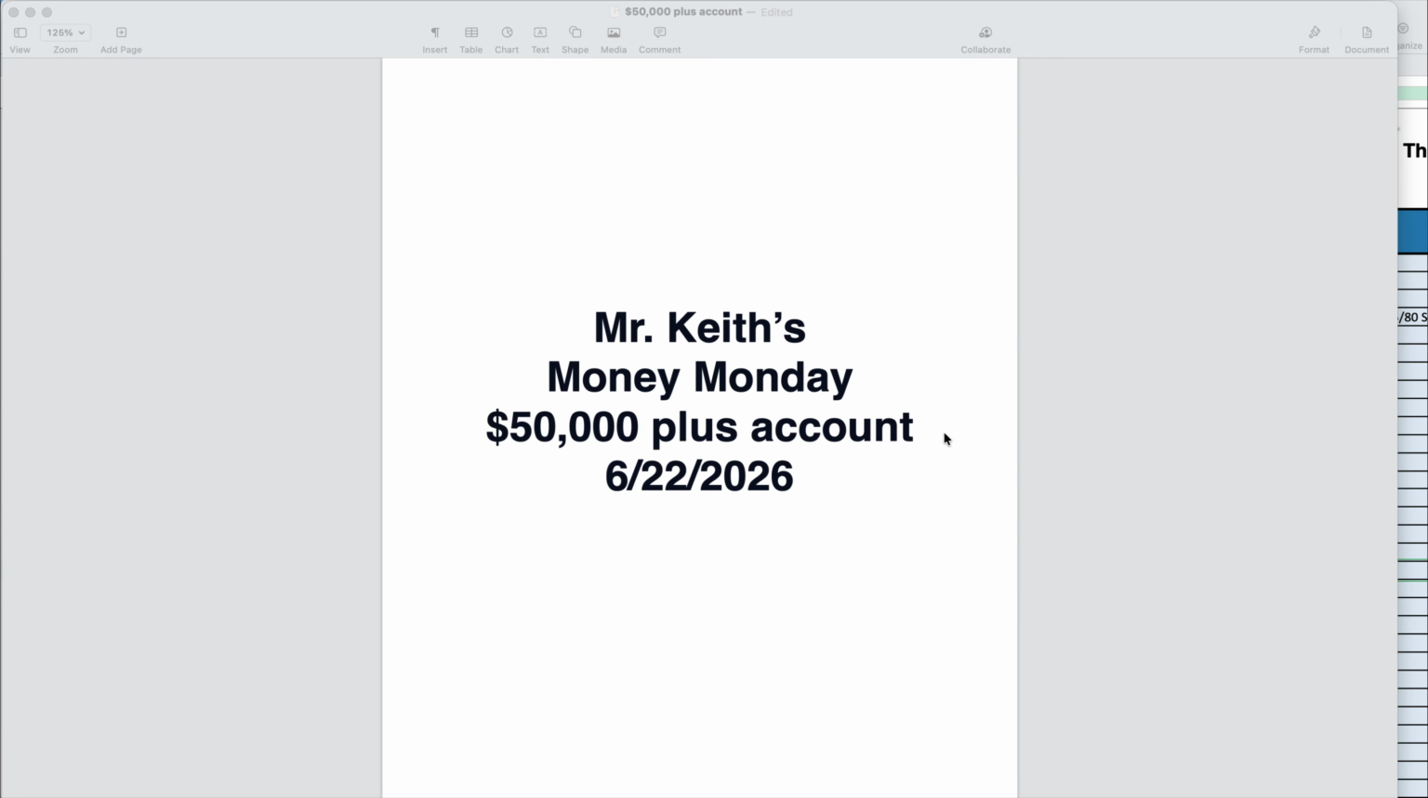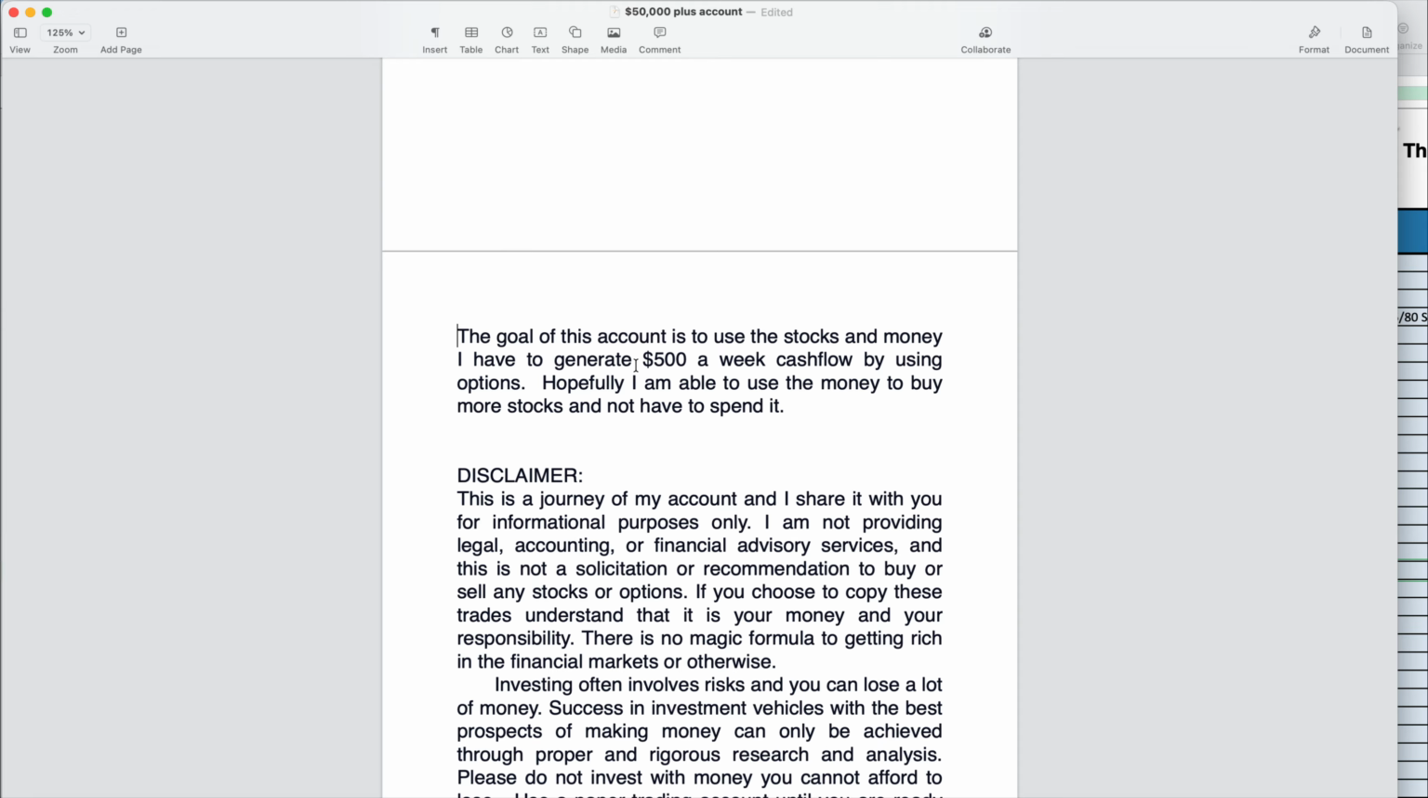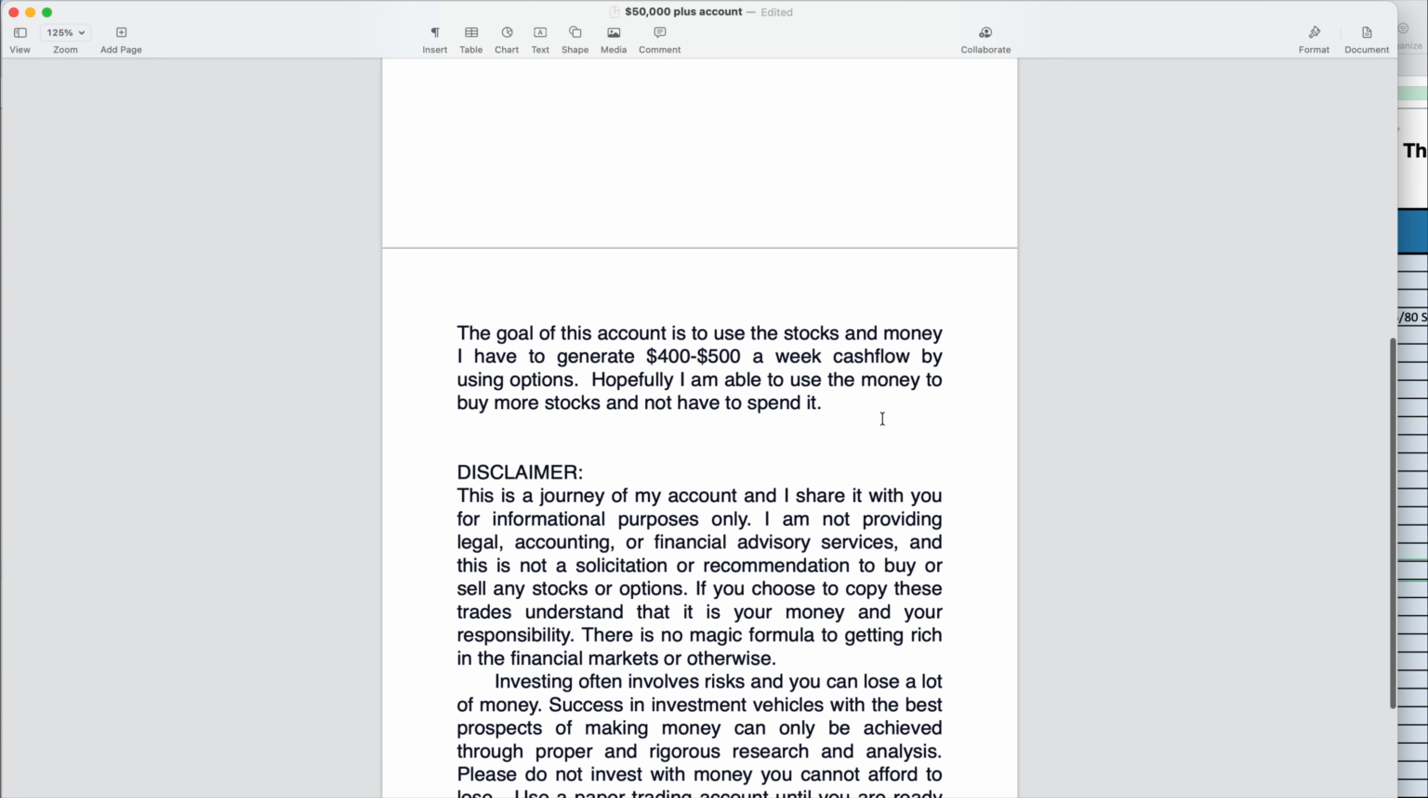Goal of this account is to generate 500 bucks. 400 to 500 is kind of what we're going for. I should put that in there. Let's say 400 to 500. Some weeks it just doesn't quite work out to 500. 400 to 500 a week cash flow. By using options, hopefully I'll be able to use the money to buy more stocks and I don't have to spend it and just kind of grow this account.